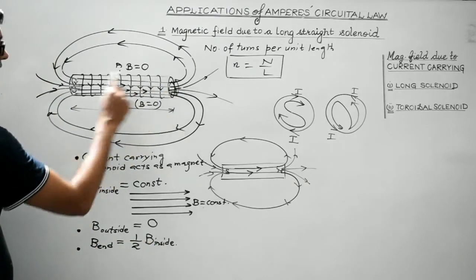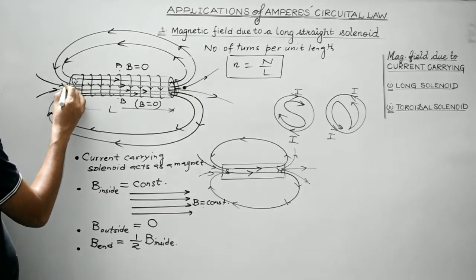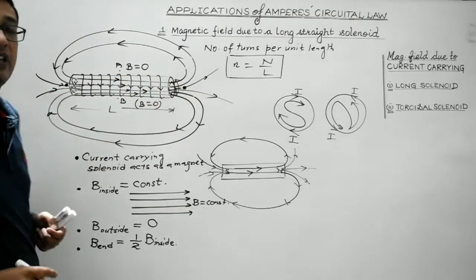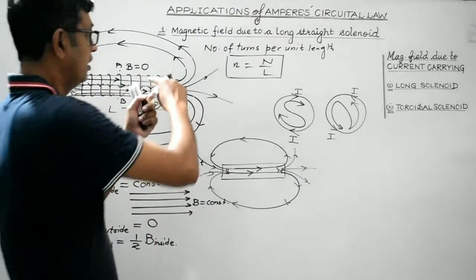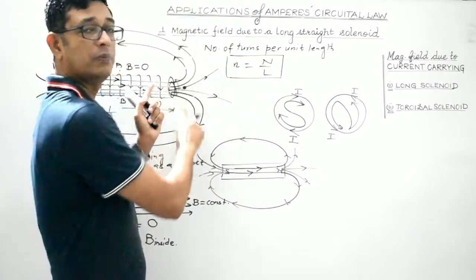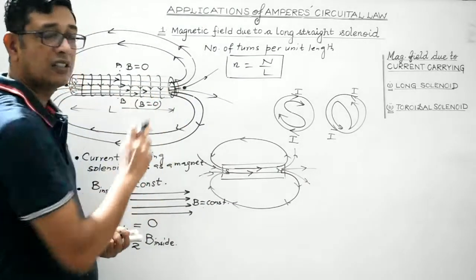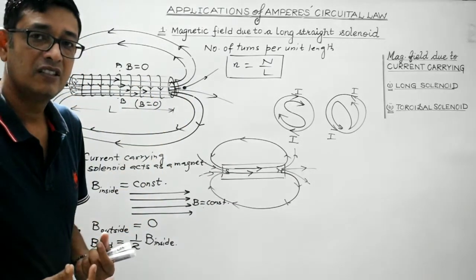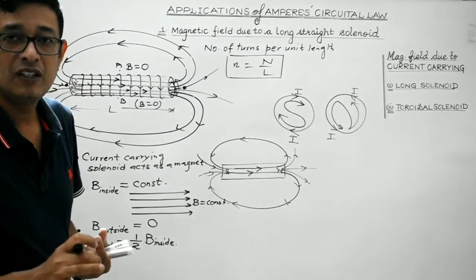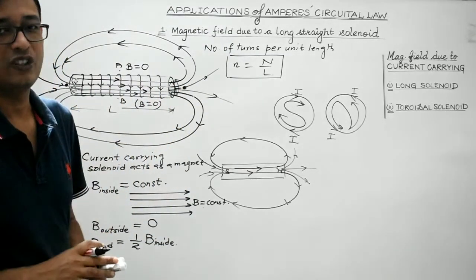Fourth one, at the end points, these are the end points, students. These are the end points. At the end points, the strength of the magnetic field will get reduced. It will bend like this. So it won't be perfectly horizontal nor will it be perfectly vertical. So at the end points, the field strength is found to be equal to half the field strength at any point inside the solenoid, right?